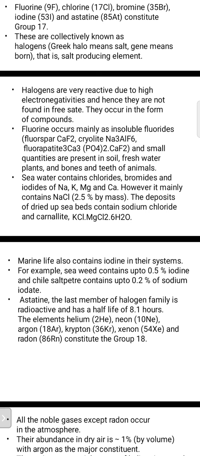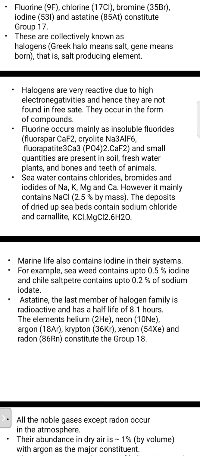The elements helium, atomic number 2; neon, atomic number 10; argon, atomic number 18; krypton, atomic number 36; xenon, atomic number 54; and the last one, radon, atomic number 86, constitute the group 18 elements in the periodic table. These are the last group, and later on we'll start the next one. In group 18, noble gases are introduced.